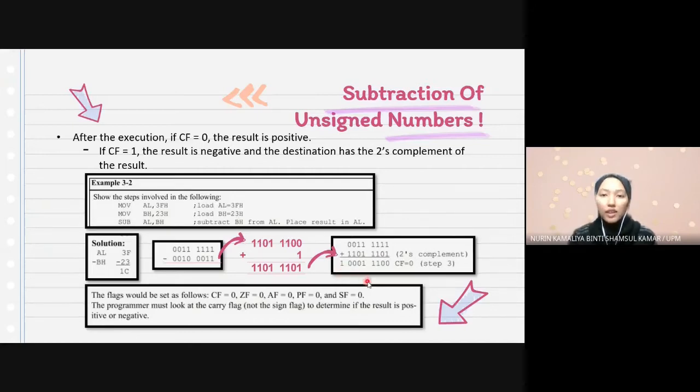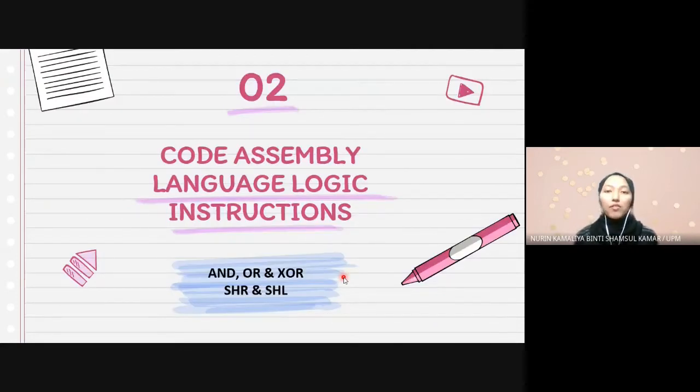But in the steps for the subtraction instruction, you must take note that the last step is to invert the carry. That's why the final answer for the carry flag equals 0. So when we know the carry flag equals 0, we know that the result is positive. Alright, moving on to the second topic, which is assembly language logic instructions.